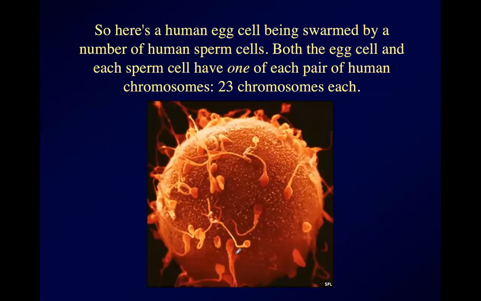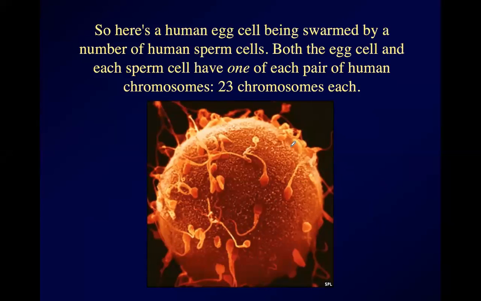So that's a human egg cell photographed with the scanning electron microscope with a whole bunch of human sperm cells that are trying to burrow in. One sperm cell will make it, and as soon as one sperm cell gets in, the egg undergoes a change to the egg cell membrane that blocks all other sperm from getting in. So only one is going to be able to fertilize that egg. Now, the egg cell has a nucleus inside. You can't see it, but it's there. And the egg cell nucleus contains 23 chromosomes.